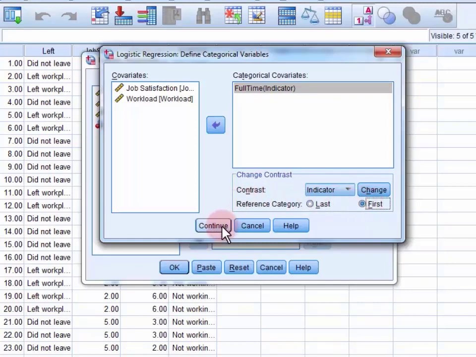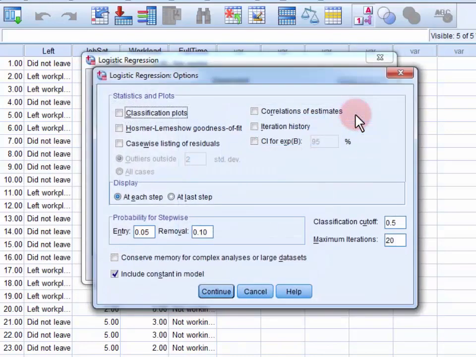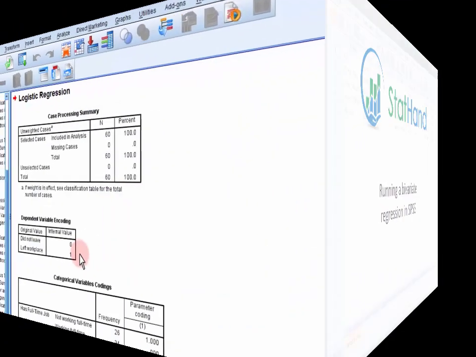Click Continue to close this menu. Next, we open up the Options menu. We want to select Classification Plots, the Hosmer-Lemeshow Goodness of Fit Test, Case-wise Listing of Residuals, and CI for Exp(B). Click Continue to close this menu, and then OK to run the logistic regression.